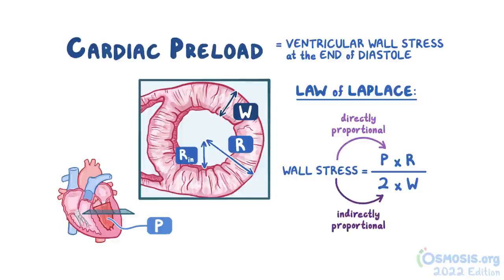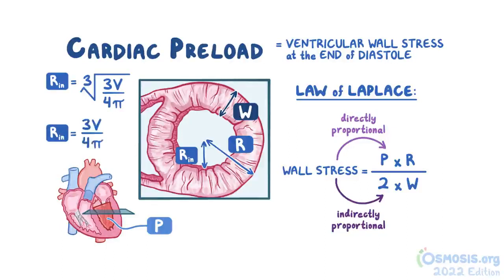And if you thought we were done with math, hold your horses. There's one more formula we need to calculate. The inner radius, which is RIN, equals the cube root of 3 times V over 4 times pi, where V is the volume of the left ventricle at the end of diastole. Or RIN equals 3 times V over 4 times pi to the power of 1 over 3. And then we can add wall thickness to the inner radius to determine the left ventricular end diastolic radius, or R.